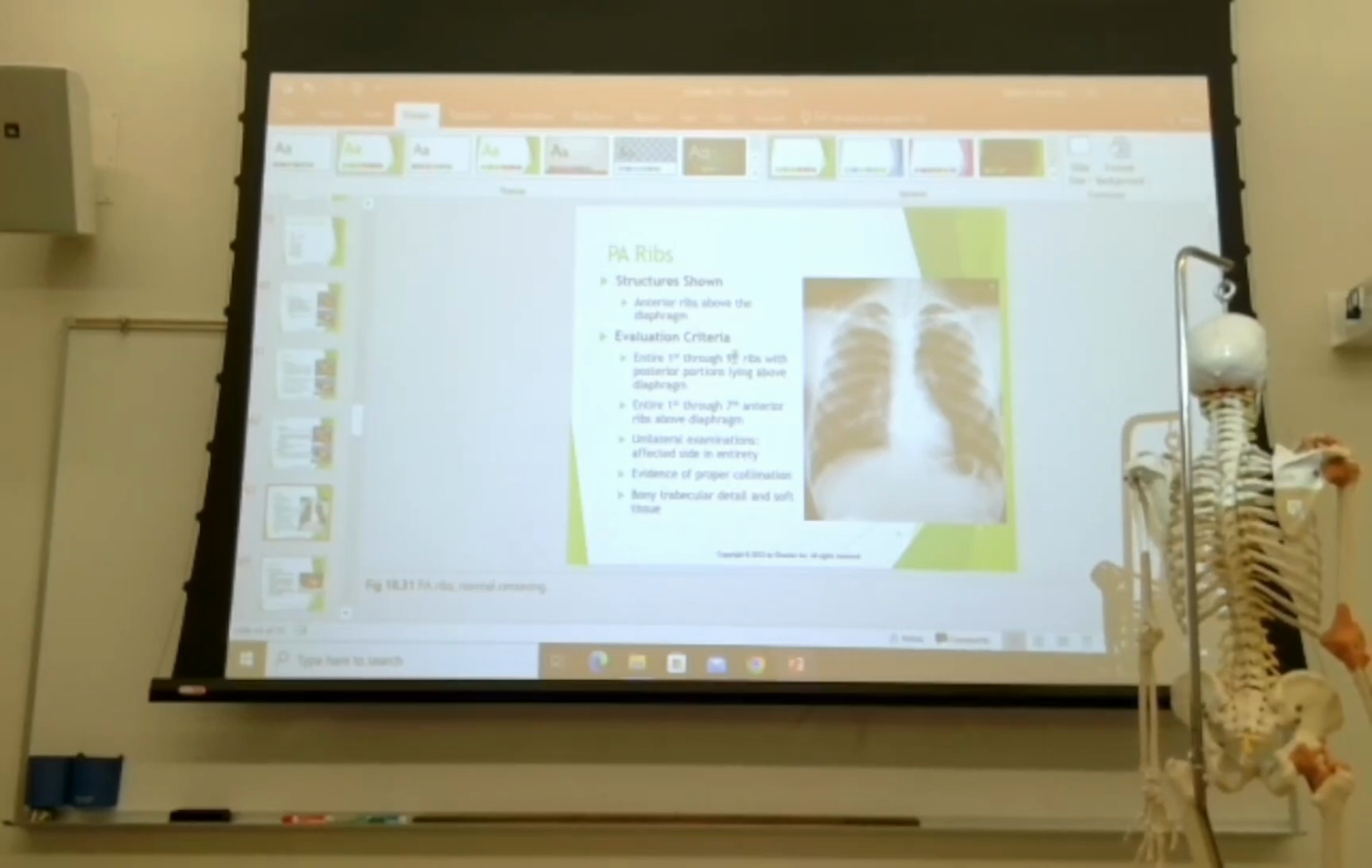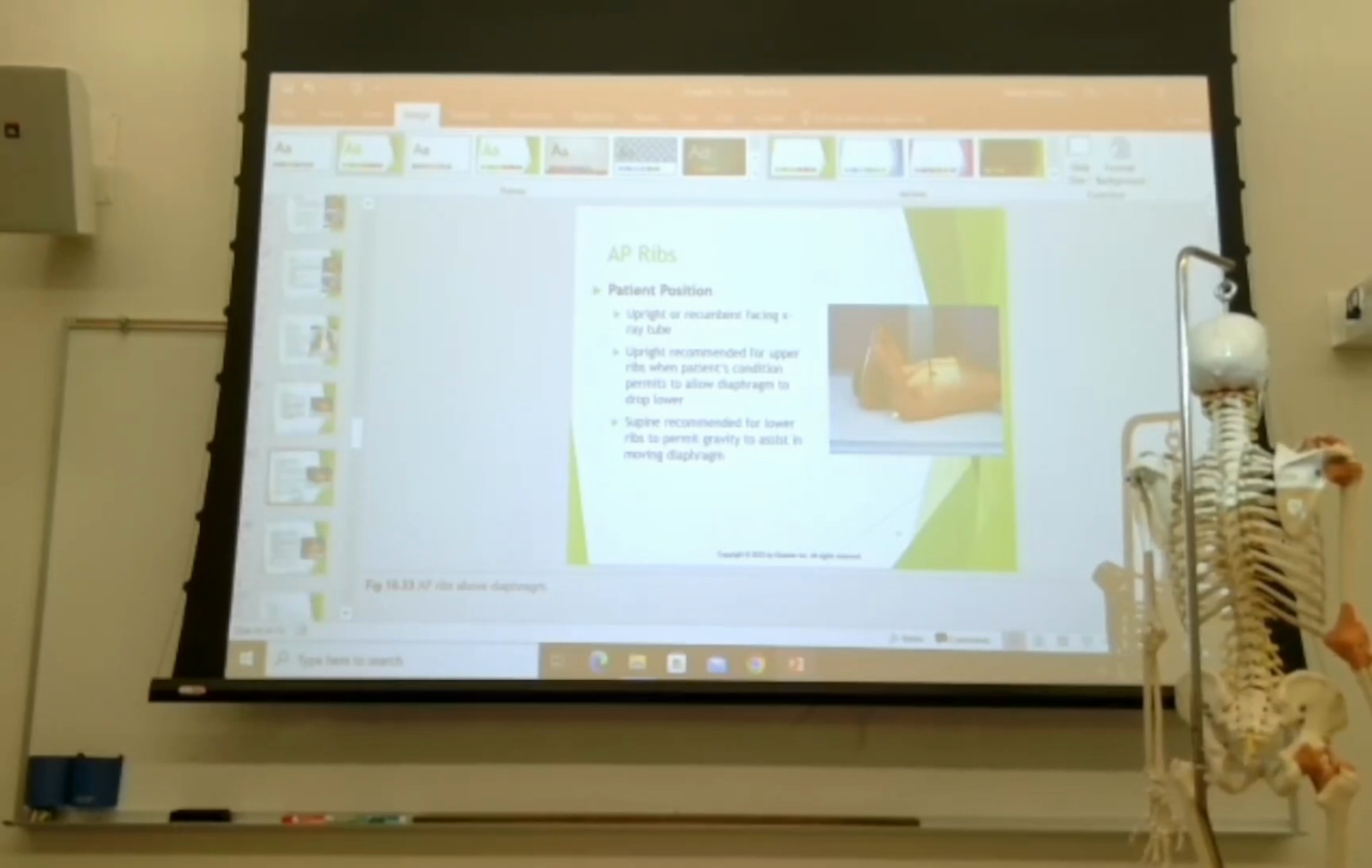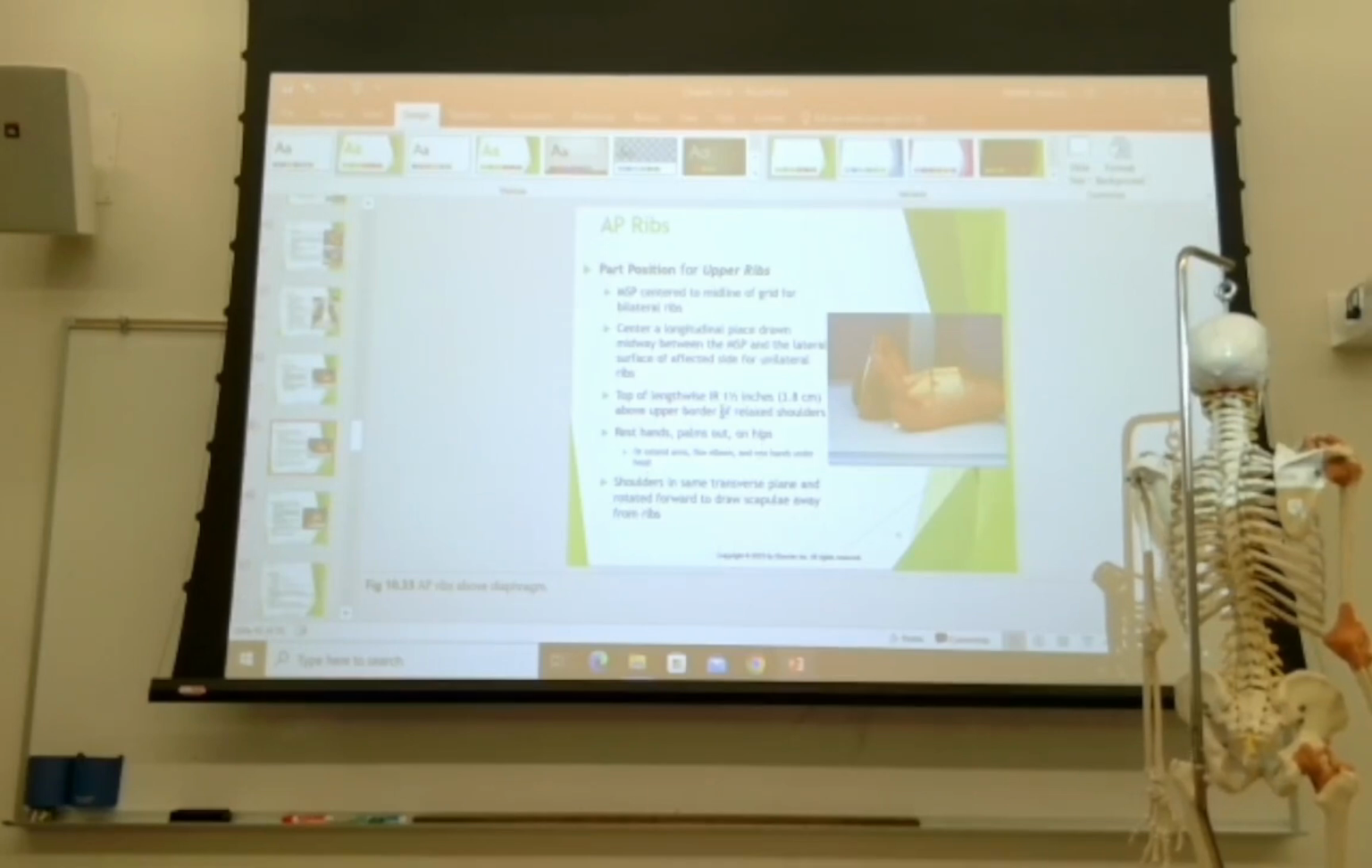Okay, so evaluation criteria for the above diaphragm, at least 1 through 7 in its entirety, and then the rest on the lower. If the patient's laying down, AP ribs, just make sure you get the arms out of the way. You put the hands behind the patient's head and put their elbows up like that so that it rotates those scapula out of the way as much as it can. Top of the image receptor, again, 1.5 inches above the top of the shoulders.